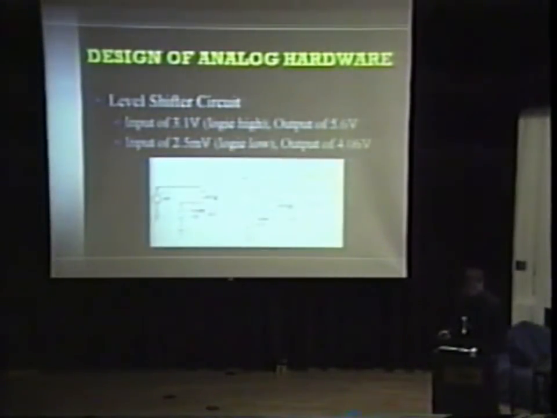The intermediate level shifter circuit is a simple comparator complemented with a non-inverting amplifier. The input is 3.1 volts, which sends it to VEE voltage, and then it's amplified up to 4.6 volts. When the input is a logic 0, it's approximately 2.5 millivolts. It is sent to VCC2, which is then amplified to 5.6 volts.